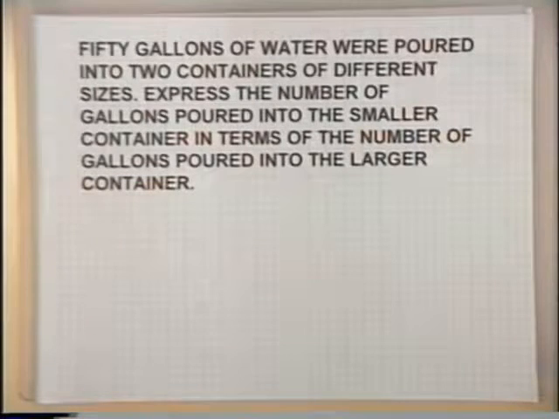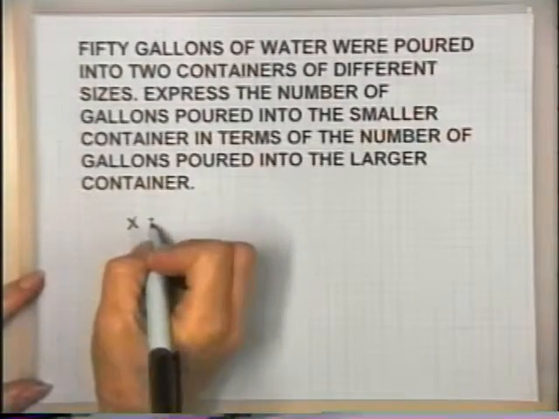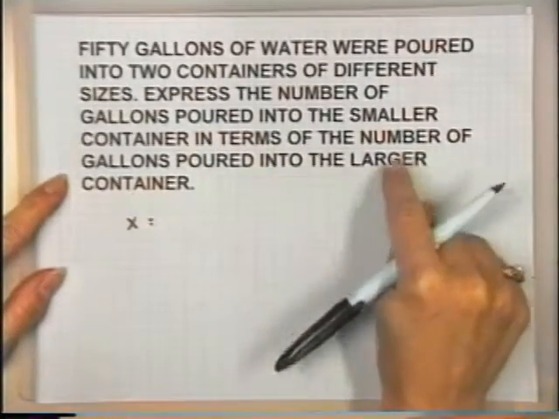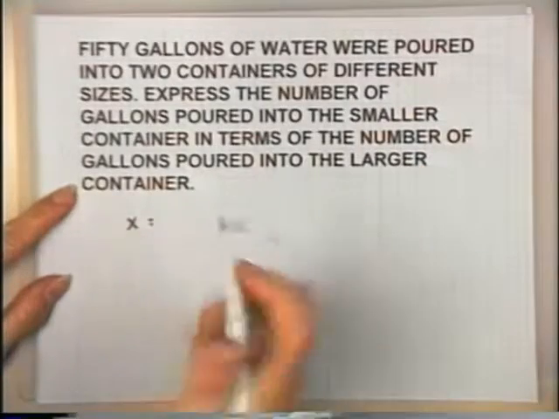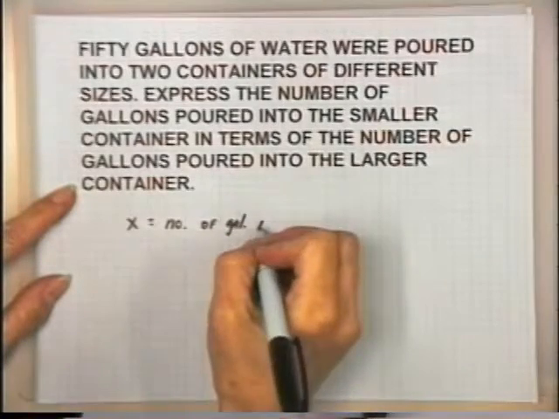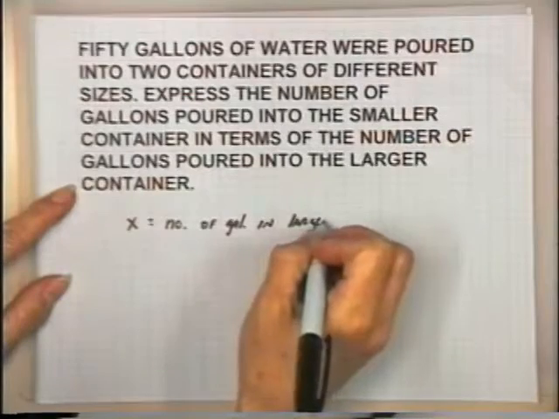50 gallons of water were poured into 2 containers of different sizes. Express the number of gallons poured into the smaller container in terms of the number of gallons poured into the larger container. Now, having looked at the other examples, are you sure you know what you want to choose your variable to represent? Think about that a minute. What should x represent? We want this in terms of the number of gallons poured into the larger container. So x should represent the number of gallons that is going to be poured into the large container.